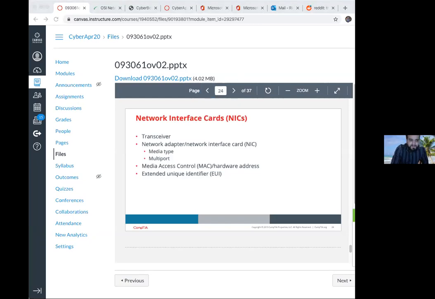We also have something called an extended unique identifier. It's sometimes referred to as an Ethernet address. It's its own unique address. It's kind of like a MAC address.